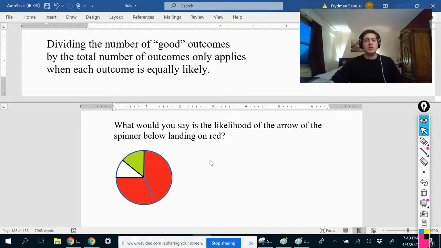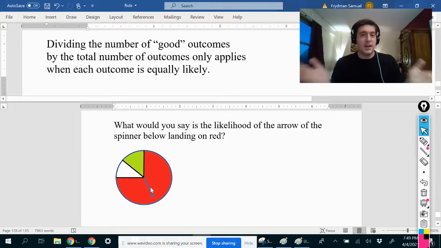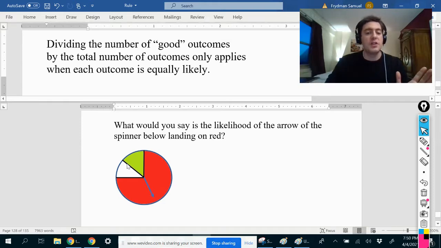Well, looking at this picture over here, you'd probably say, oh my goodness, so much of this pizza pie here is shaded red. So it is very likely that when we spin this spinner, it's going to land on red. And you would be right to say that. It is likely that this spinner will land on red. Intuitively that makes sense because so much of the spinner is shaded red.